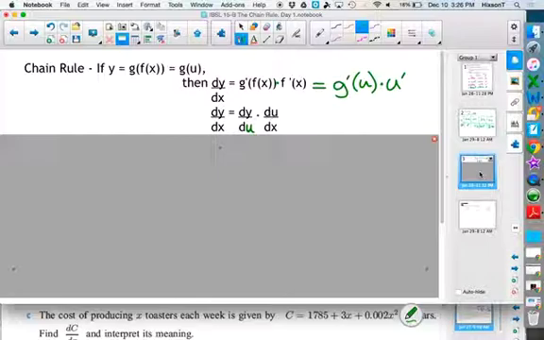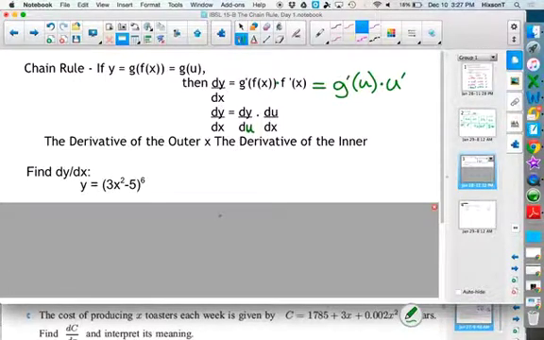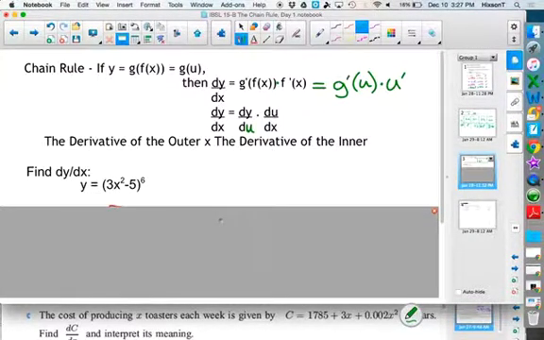Now to put this into words, dy du is the derivative of the outer function. Du dx is the derivative of the inner function. So the chain rule can just be stated as: the derivative of the outer times the derivative of the inner function. Okay? So let's see how this works with the ones that we looked at before.